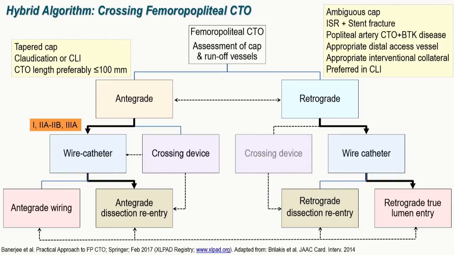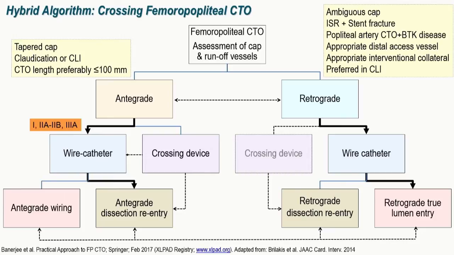For a retrograde approach, you will also see the presence of an ambiguous cap, what I called an ISR with a hostile SFA, that is a combination of long ISR lesions with stent fractures, presence of below-the-knee disease, appropriate distal access target, and mostly in CLI where a retrograde approach is used. And you can also see the bold lines where a retrograde approach is primarily use of a wire catheter.